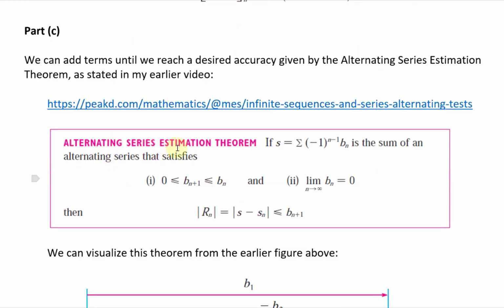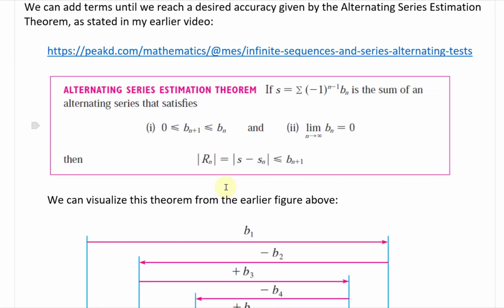We have the alternating series estimation theorem. If S is the sum of an alternating series, the summation of negative 1 to the power of n minus 1 times Bn, that satisfies that Bn plus 1 is less than or equal to Bn, and Bn is greater than or equal to 0, so it's always positive, and the limit of Bn as n approaches infinity is 0, then the absolute value of the remainder, which is the absolute value of the sum minus the partial sum, is less than or equal to Bn plus 1.